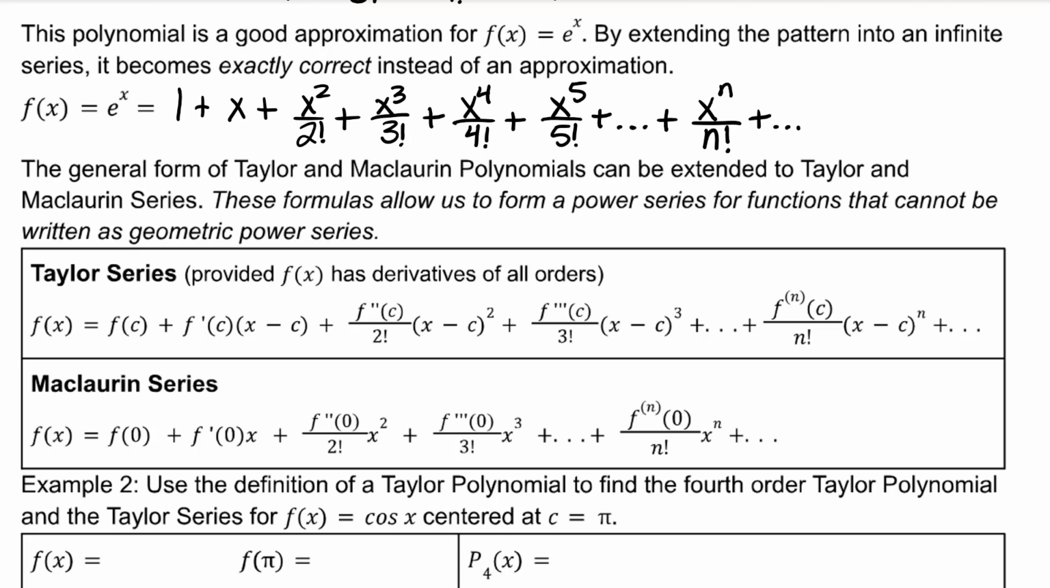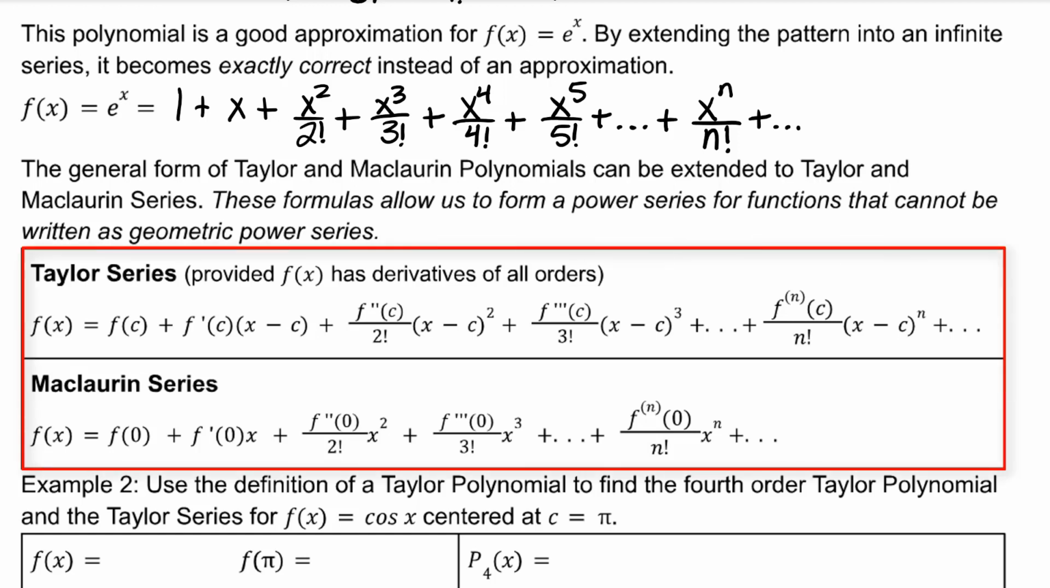The general form of Taylor and Maclaurin polynomials can be extended to Taylor and Maclaurin series. These formulas allow us to form a power series for functions that cannot be written as geometric power series. So in yesterday's lesson, we turned a rational function into a power series, or a series with an x in it. But these transcendental functions cannot easily be translated using the sum of a convergent geometric series formula. For these transcendental functions, we use Taylor and Maclaurin series to allow us to form a power series.